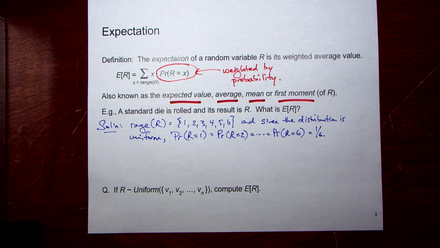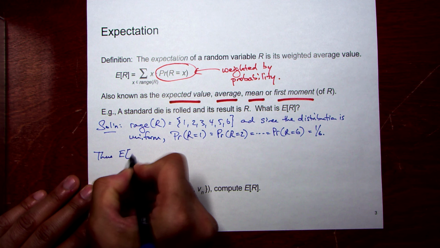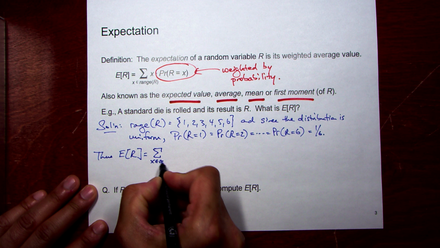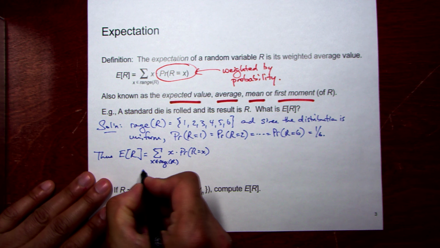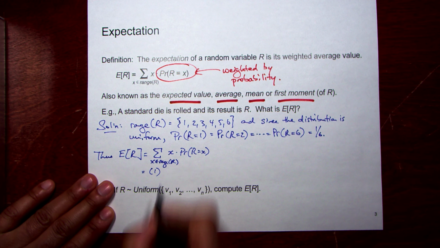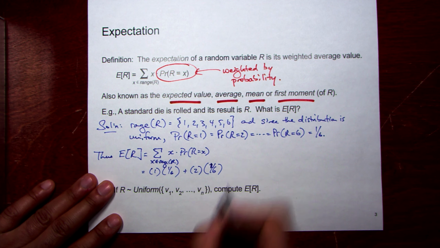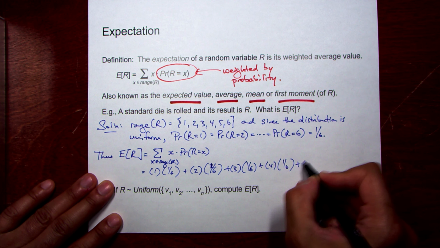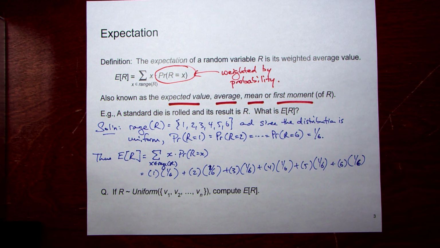Just filling in the formula here, we are going to apply the formula straight up. The expectation of R is the sum, x in the range of R, of x times the probability R is equal to x. There are 6 things in the range. So we sub in x equals 1, with a probability of a sixth, then x equals 2, a probability of a sixth, and 3, a sixth, 4, also a sixth, 5, 6. I'll pause here for just a moment to let you catch up.